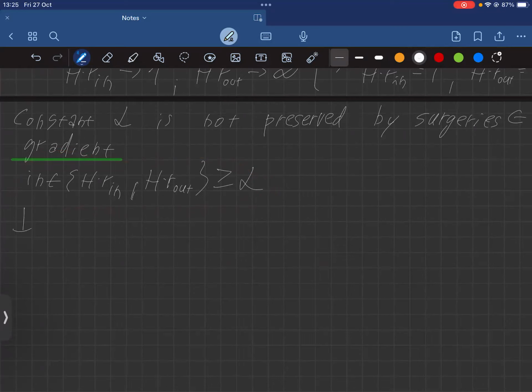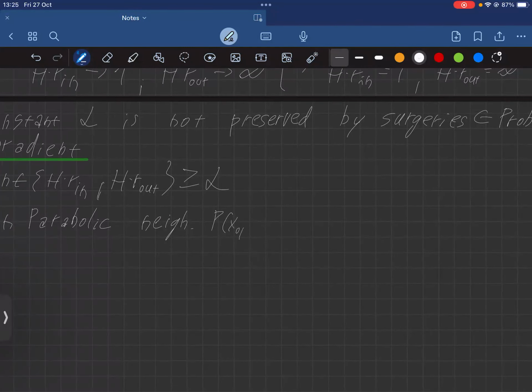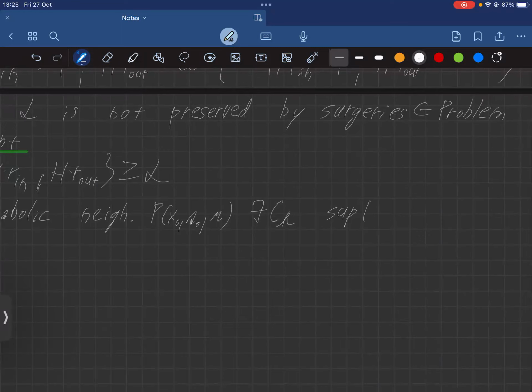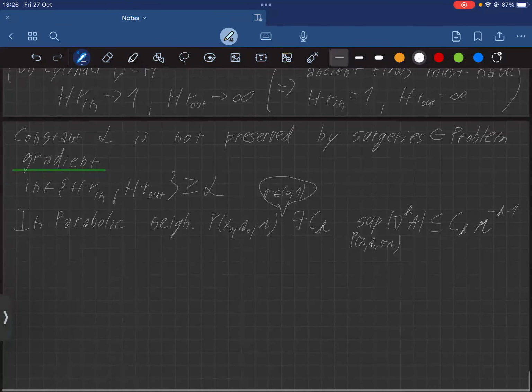And also we needed that in a parabolic neighborhood, let's call it P(x0, t0, r), there exists a constant c_k such that the supremum of the derivatives of our second fundamental form, possibly on a smaller parabolic neighborhood, sigma r, where sigma is something between 0 and 1, is bounded from above by c_k r^(-k-1). So this is the gradient estimate.